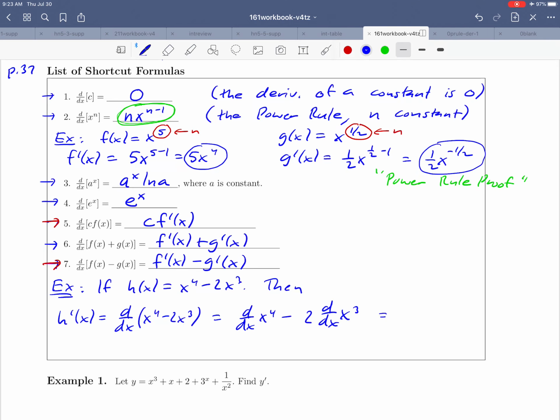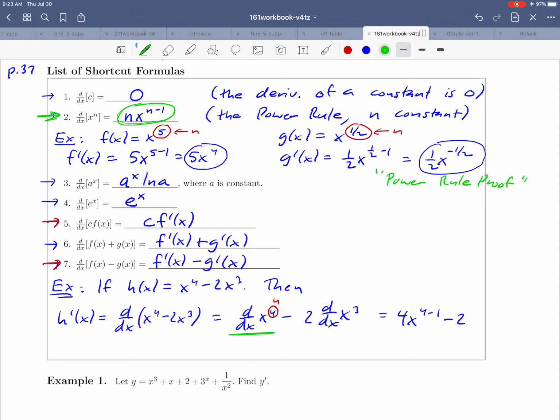Okay, and so to finish this calculation, we need to take the derivative of x to the 4th. So looking at the list of formulas above, do you see one that matches that situation, x to the 4th power? Notice that that matches formula 2, x raised to a constant power. Okay, and so we know that we can take that derivative by just using the formula nx to the n minus 1. In our case, n is 4, so we're going to get 4x to the 4 minus 1.